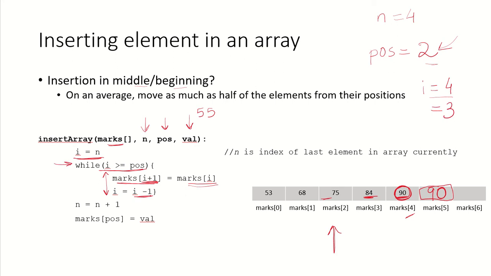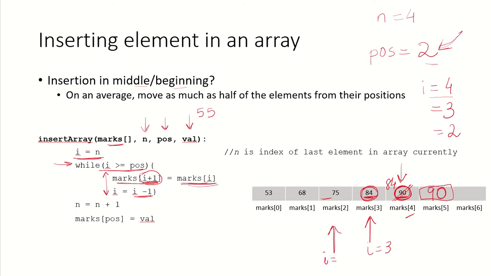We check the condition again. Is it greater than or equal to the position? Position is 2. Yes, it is greater than that. So we enter the loop again and marks[i+1] is equal to marks[i]. So currently i is 3. So i plus 1 is 4, so marks[4]. That means this element will now be equal to marks[i]. So 90 will now be overwritten by the value 84. 84 is still there. Now we decrement i again and i becomes 2.